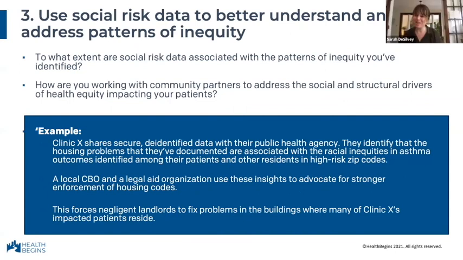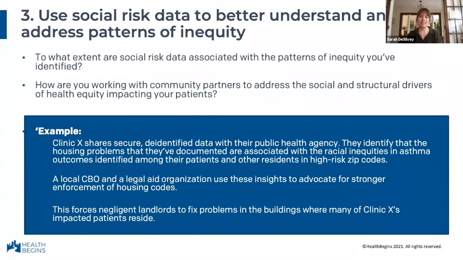I can't not comment on what you were just talking about, Rishi. From a data justice perspective, we call that the injustice of invisibility, right? If you're not naming or defining the concern, if it's hidden from you, it's the injustice of being invisible. So the next thing, and Rishi and I could obviously talk about this a lot, is using social risk data to better understand and address patterns of inequities.